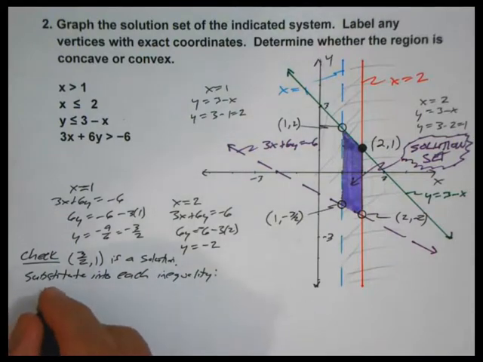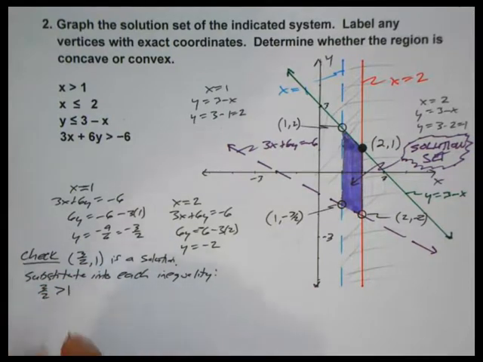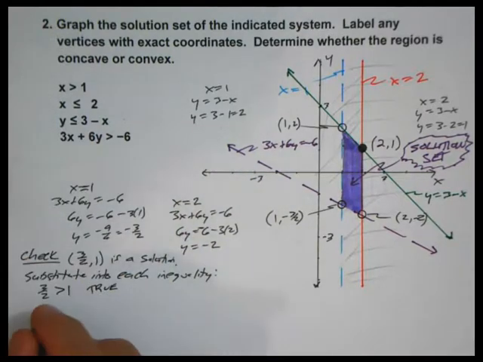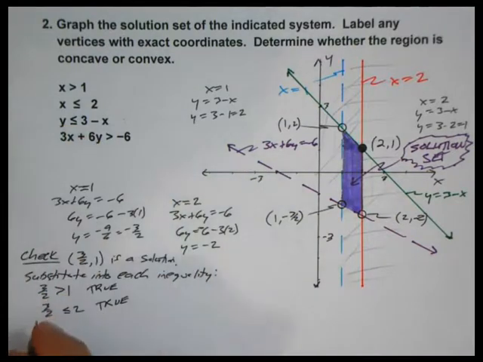The first inequality, x greater than 1, becomes, x is 3 halves now, 3 halves greater than 1. True. Our second inequality, x, 3 halves, less than or equal to 2. True. Our third inequality, y, that's 1, less than or equal to 3 minus x, which is 3 minus 3 halves, or 3 halves, 1.5. 1 less than or equal to 1.5. True.